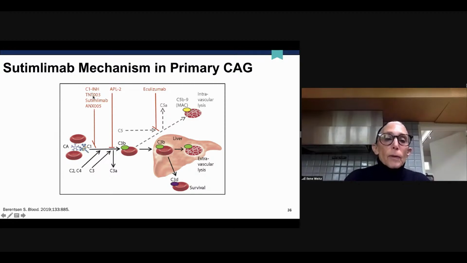And then there's the C1 esterase inhibitor, which actually works by blocking bradykinin. The TNT-003 that's now morphed into sutimlimab, and there's an annexin inhibitor as well. And this is the one that's furthest along, and I'll show you some of this data.